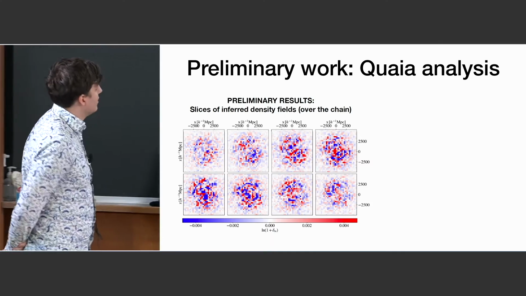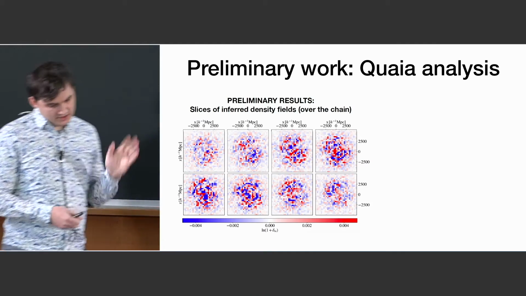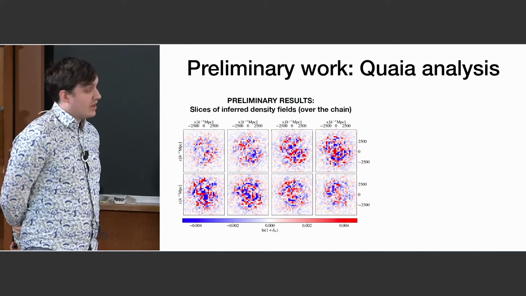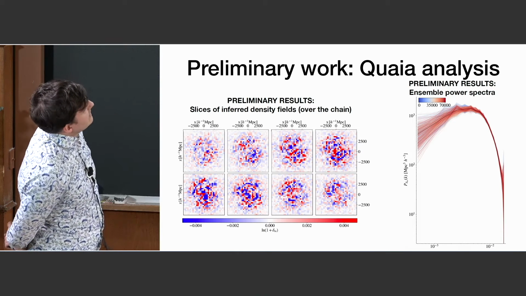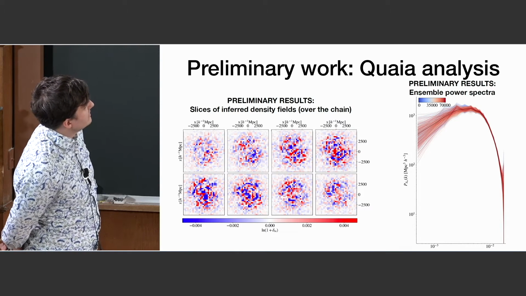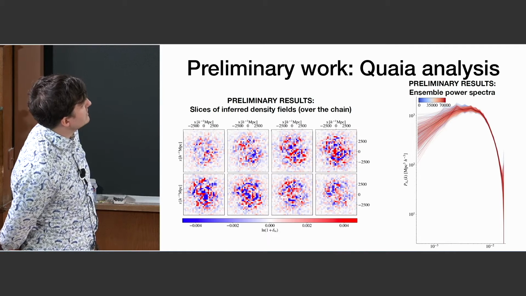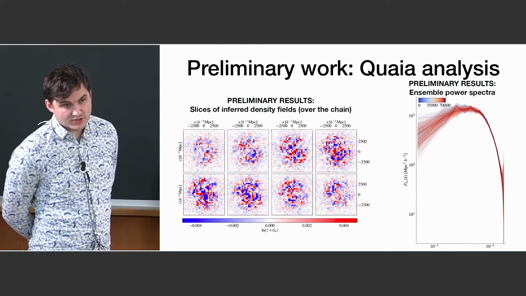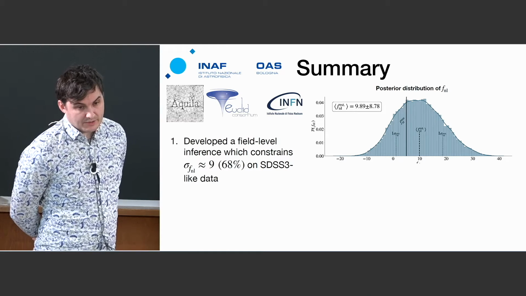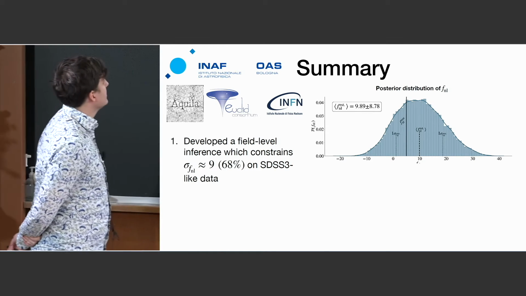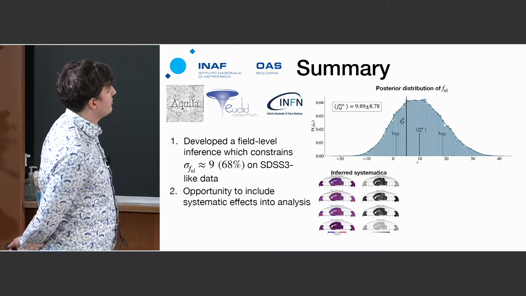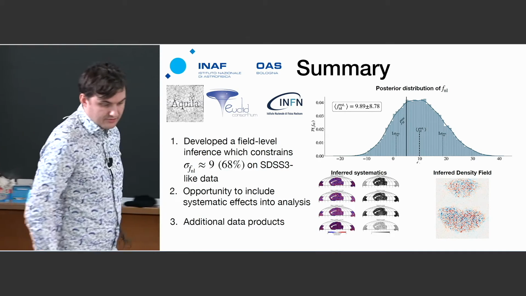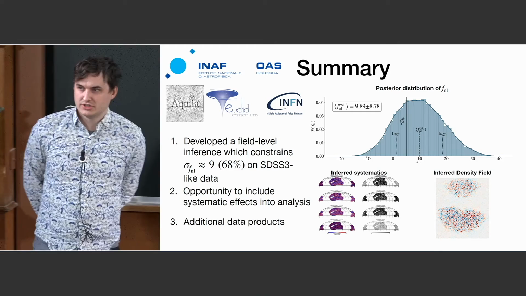So, rounding off with some density fields inferred so far. These are slices over the center of the density field that we've inferred so far at a low resolution. We can also see that our power spectra over the entire analysis chain have converged and seem to be sampling from a posterior. But more checks and more results are needed, and we're digging into the data more and more. So to wrap up for primordial non-Gaussianity, promising results. We have this novel approach to include systematic effects into the analysis, and we can also produce additional data products such as inferred density fields. Thank you very much.